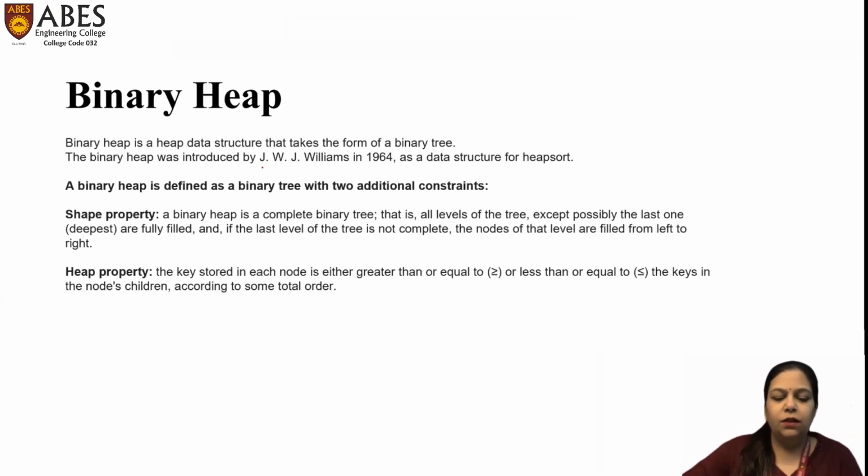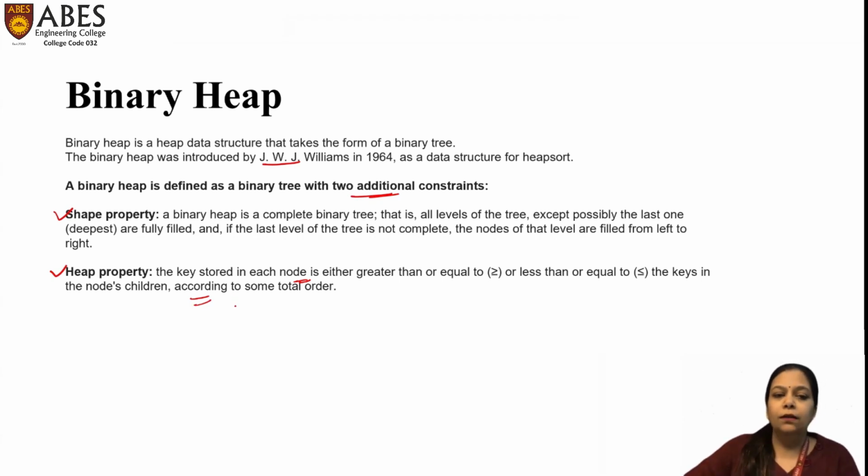So binary heap is a heap data structure that takes the form of a binary tree, and it was introduced by J.W.J. Williams in 1964. A binary heap is defined as a binary tree with two additional constraints. And these constraints are shape property and the heap property. A binary heap is a complete binary tree. That is, all the levels of the tree except possibly the last one, the deepest one, are fully filled. And if the last level of the tree is not complete, then the nodes of the tree will be filled from left to right. And according to the heap property, the key stored in each node is either greater than or equal to or less than or equal to the keys in the child nodes.